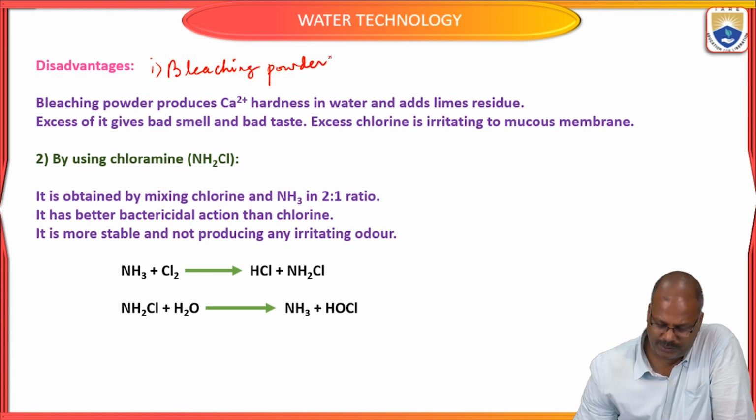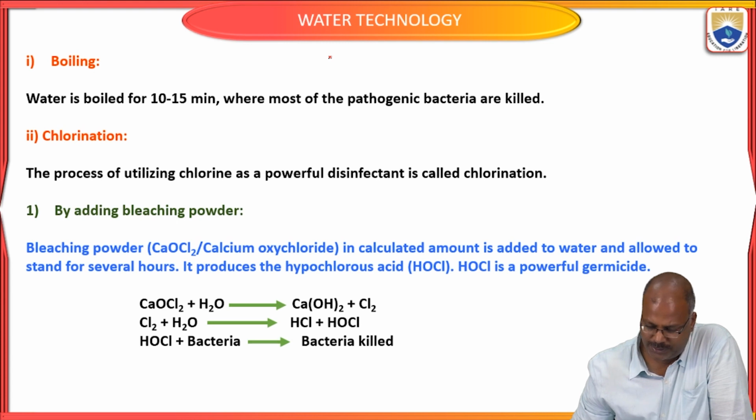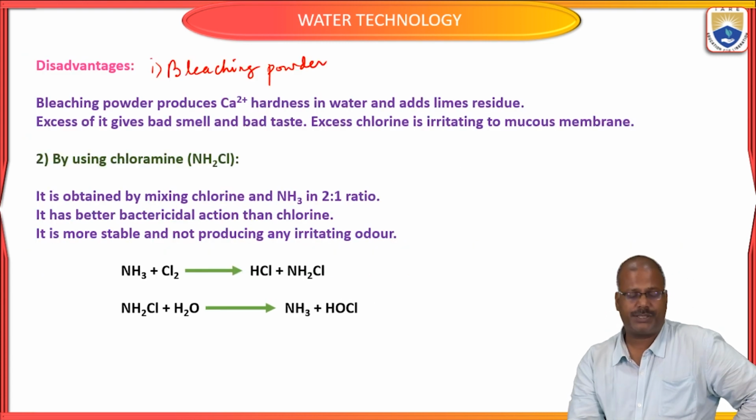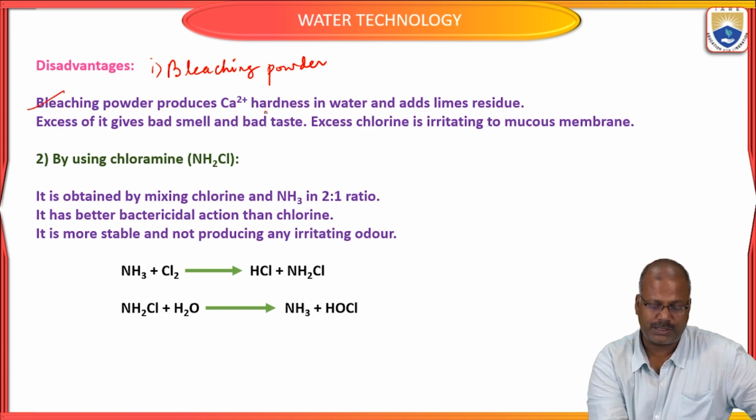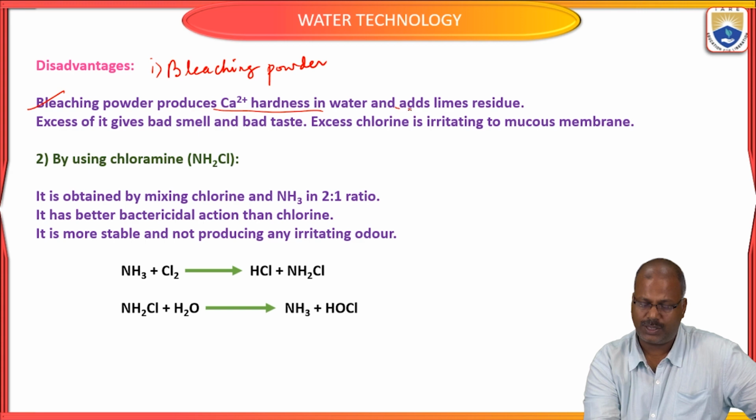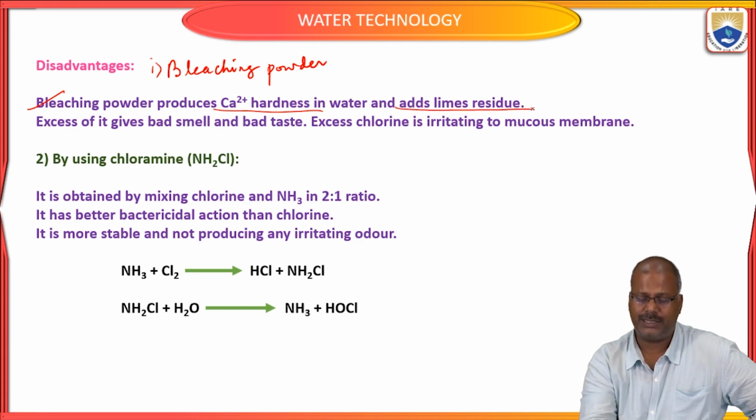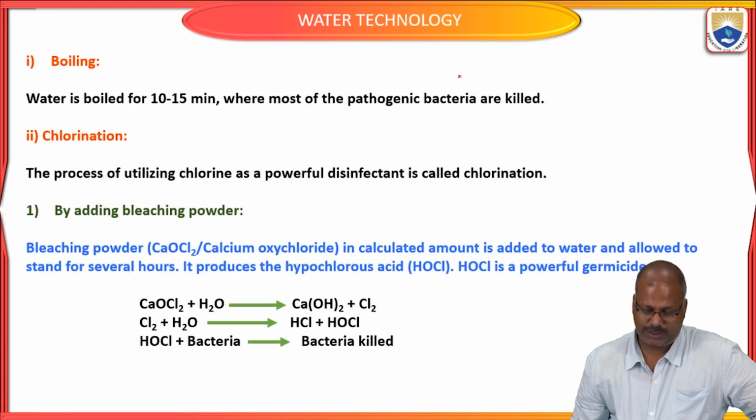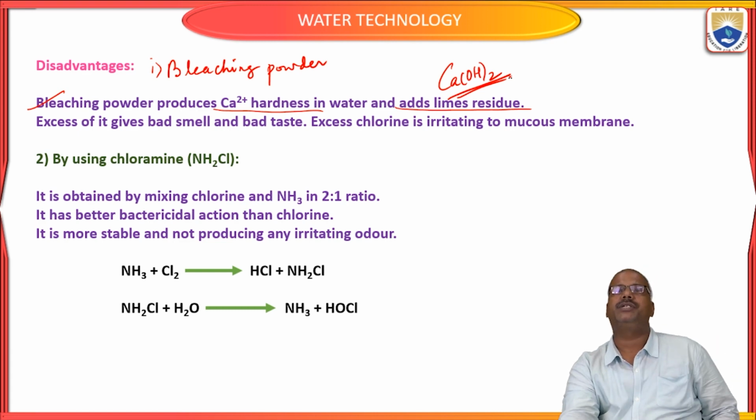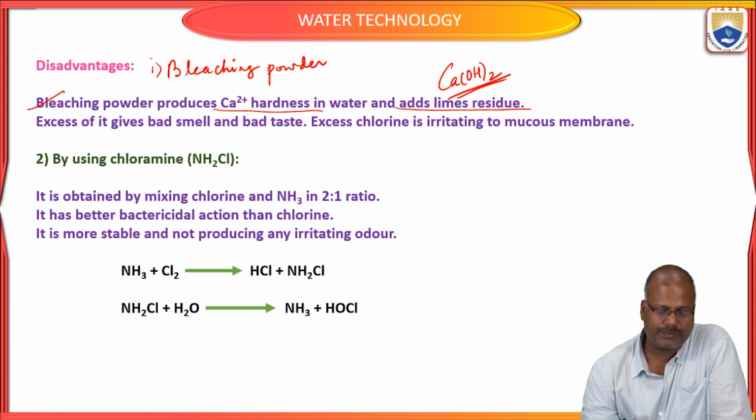The first method of under chlorination is adding bleaching powder. So what is the disadvantage? Bleaching powder produces a lot of calcium 2+ hardness in water and also adds lime residue. Calcium hydroxide is the lime we have seen. Due to this, it is a disadvantage of using bleaching powder.